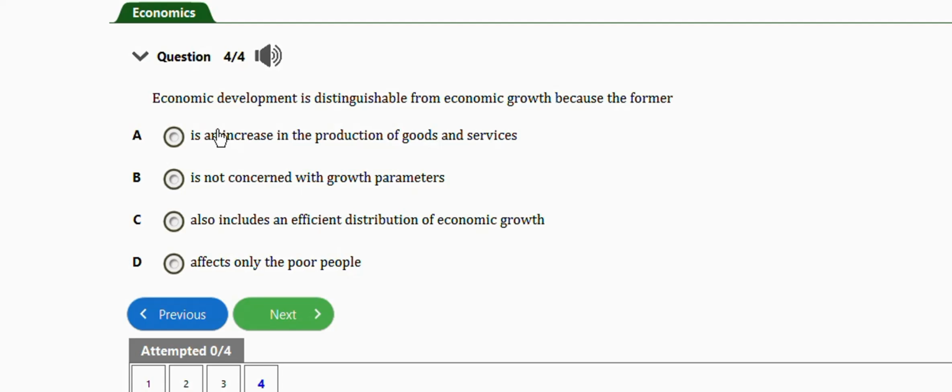It says economic development is distinguishable from economic growth because the former is an increase in the production of goods and services, is not concerned with growth parameters, also includes an efficient distribution of economic goods, affects only the poor people. So guys, the right answer to this question is that economic development is distinguishable from economic growth because the former also includes an efficient distribution of economic goods. So that's the right answer, option C.